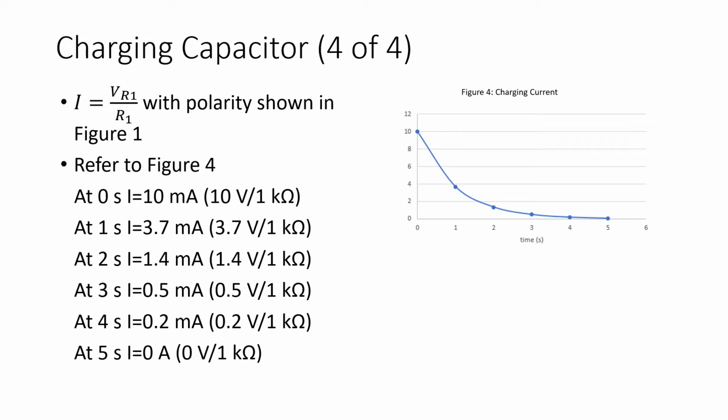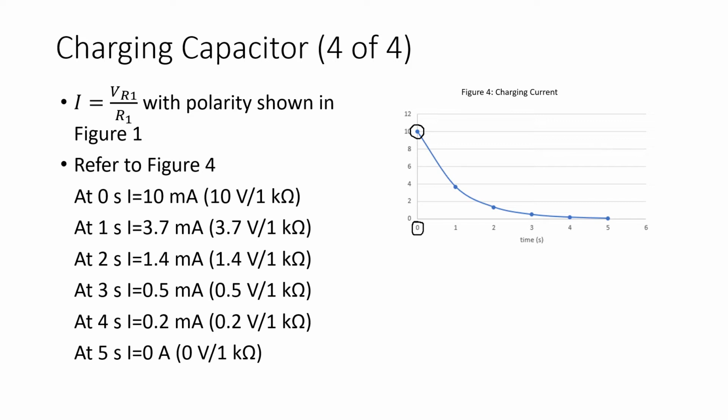Now, in the circuit of figure 1, I can be calculated using Ohm's law, VR1 over R1. Referring to figure 4, where we see a plot of current as a function of time, at time 0, again, the instant the switch is placed in position 1, the current flow through the circuit will be 10 milliamps. There's 10 volts dropped across the resistor. The resistor has a value of 1 kiloohm, so the current that flows to charge the capacitor is 10 milliamps.